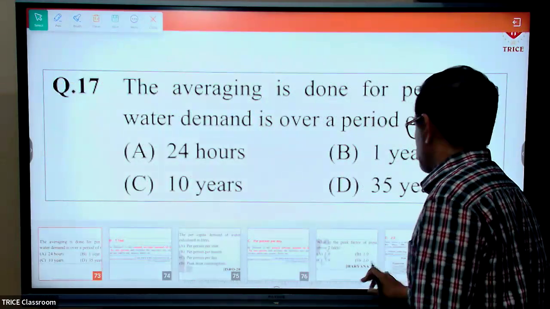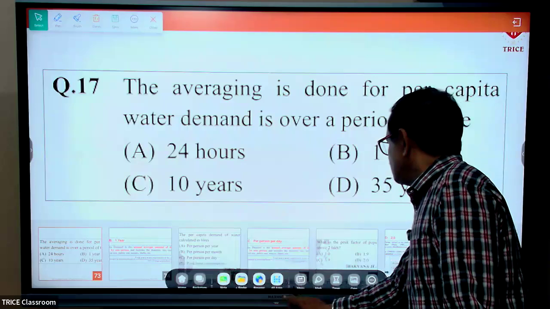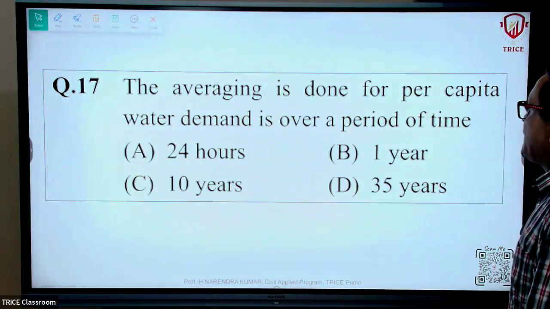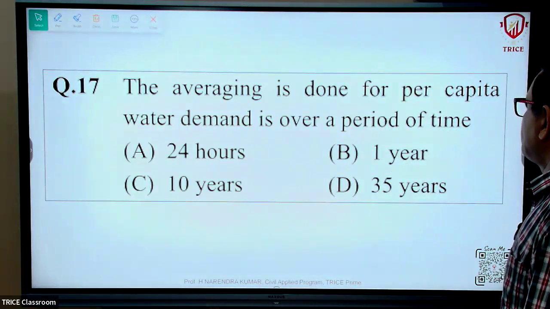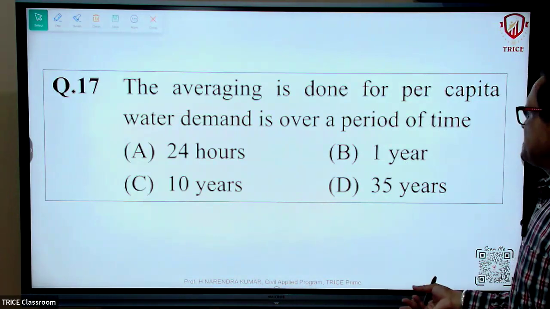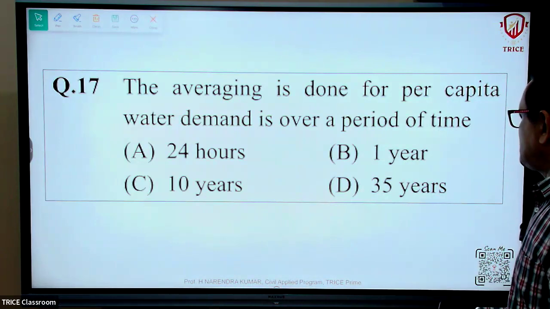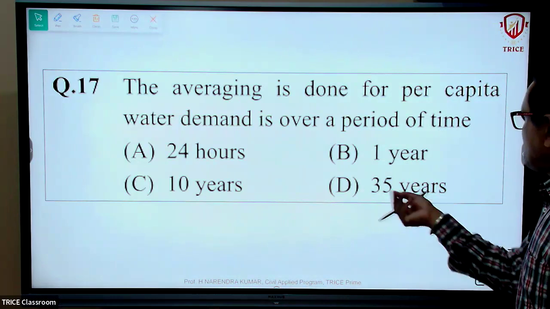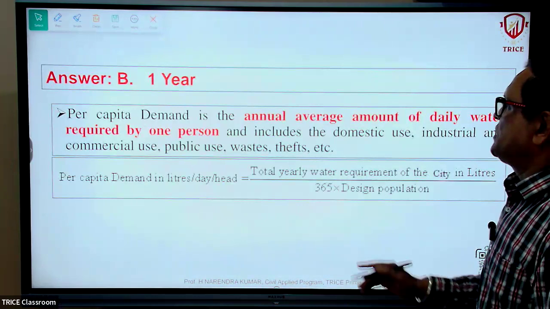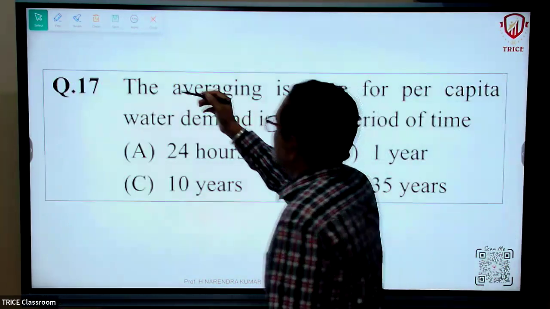Next one: the averaging done for per capita water demand is over a period of time. Is it 24 hours, 1 year, 10 years, or 35 years? So we need to understand what that per capita demand is. That is why I am giving you some explanation for the per capita demand. Don't look at the answer, look at the explanation. Per capita demand, how to define it?